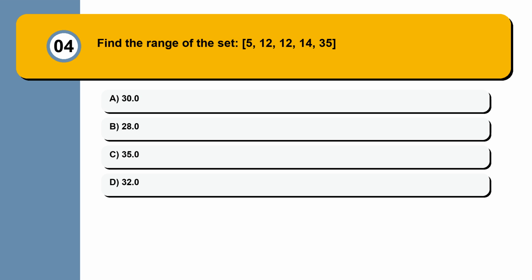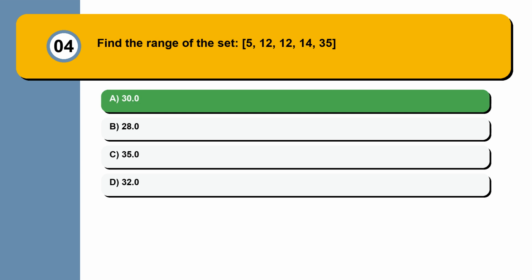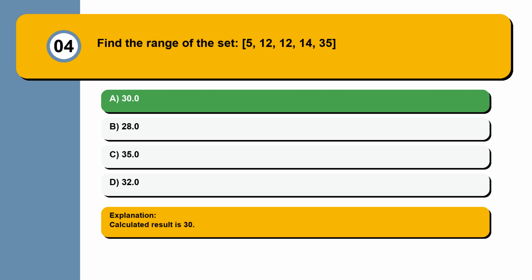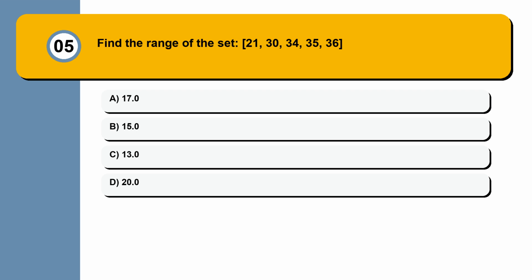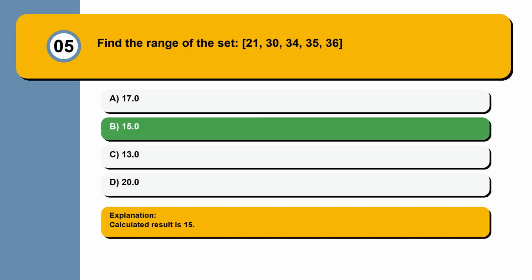Question 4. Find the range of the set 5, 12, 12, 14, 35. 30, 28, 35, 32. Calculated result is 30. Question 5. Find the range of the set 21, 30, 34, 35, 36. 17, 15, 13, 20. Calculated result is 15.